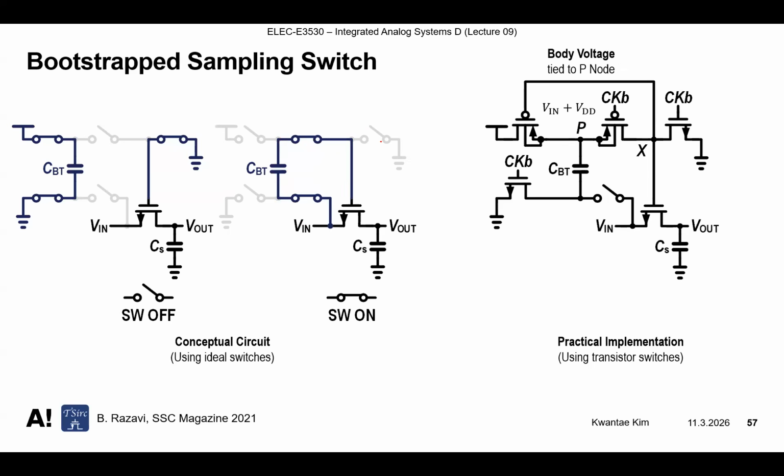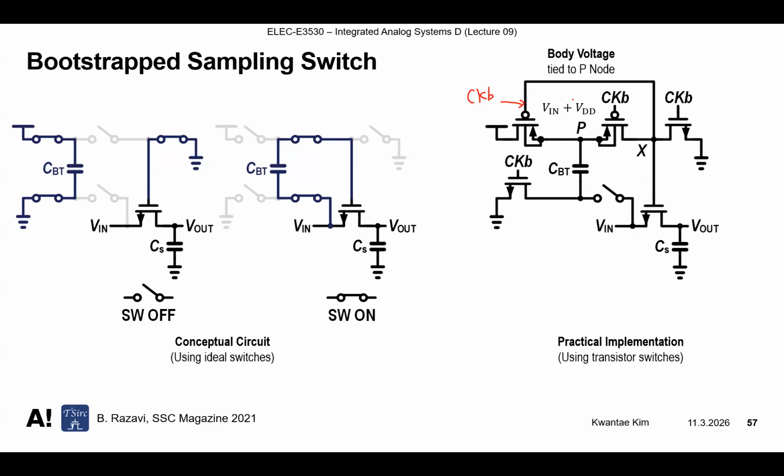And another PMOS transistor, as in the same discussion, we don't want the PN junction to turn on. We want to tie the body voltage to the P node, which is the highest voltage. And the gate voltage is connected to the X node. So we may think about connecting this voltage as a clock bar, of course.